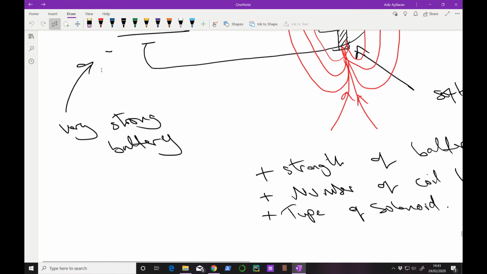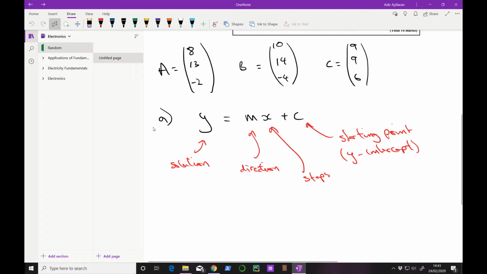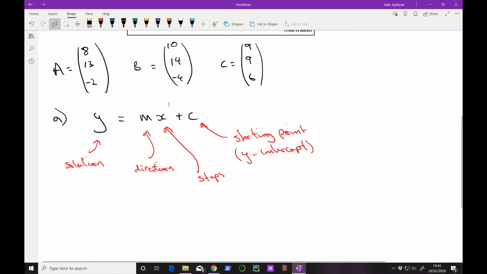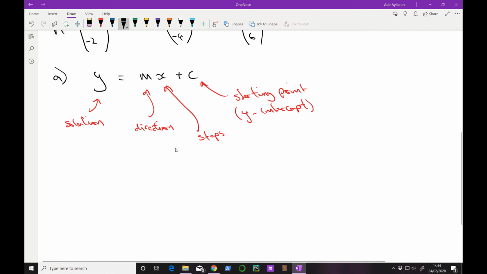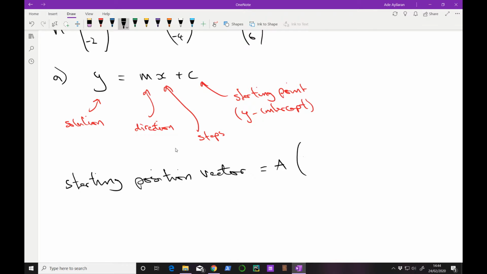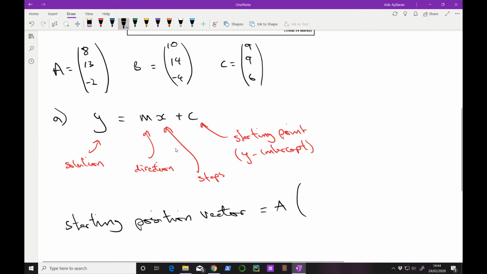Because of convention, A, B, C, D, E, F, G, etc., I'm going to choose my starting point as A. So I'm going to write here: starting position vector equals A. And that's from the question, that is simply going to be (8, 13, -2).